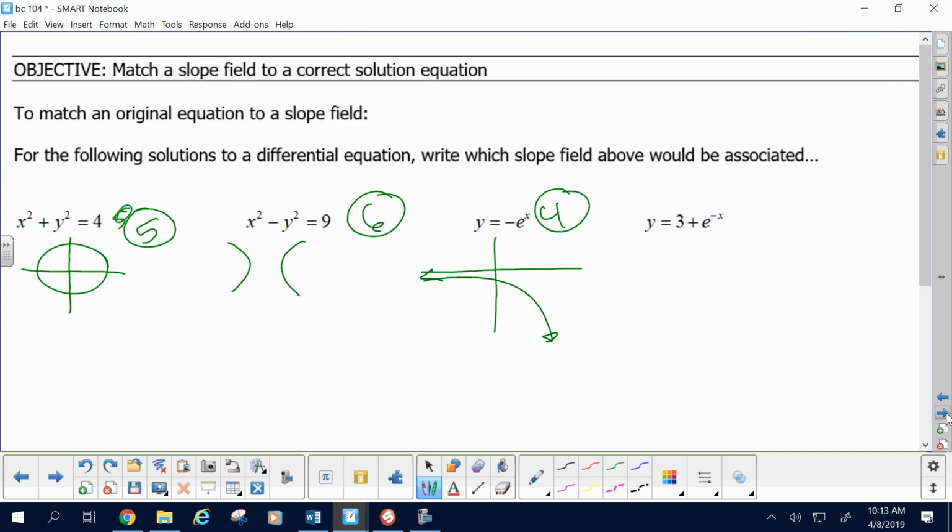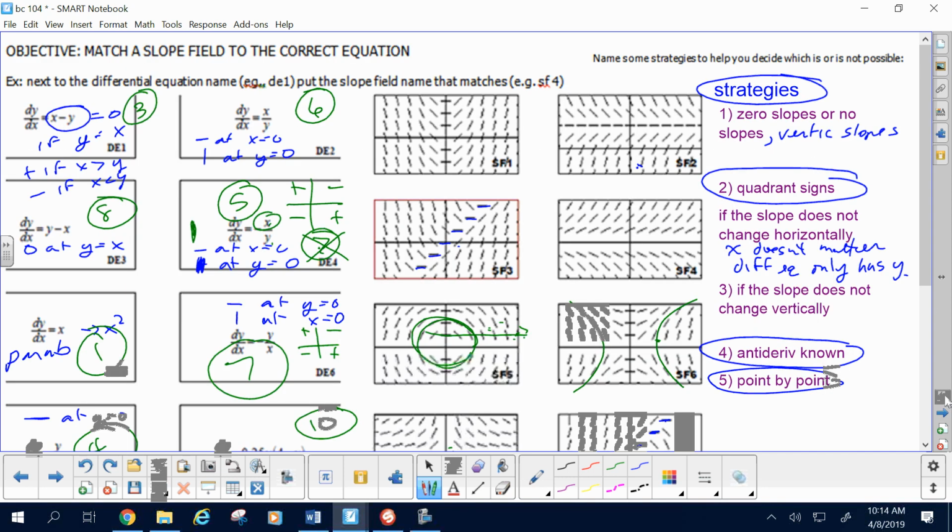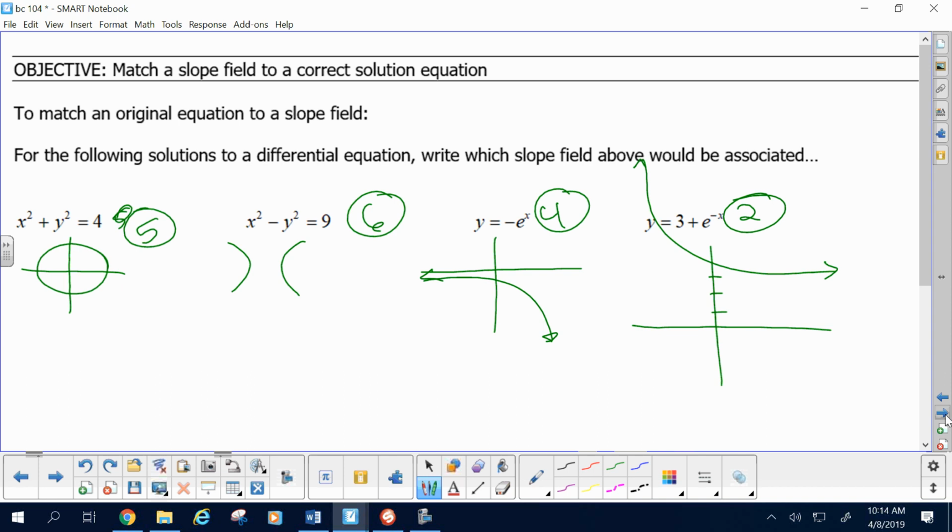And what about 3 plus e to the negative x? That would be shifted up 3, and what does e to the negative x do? Across the y-axis, so I'm feeling something like that. Which of those graphs could match that kind of behavior? 2, yeah. 2. Okay? That's the idea here. That's what you're looking at.